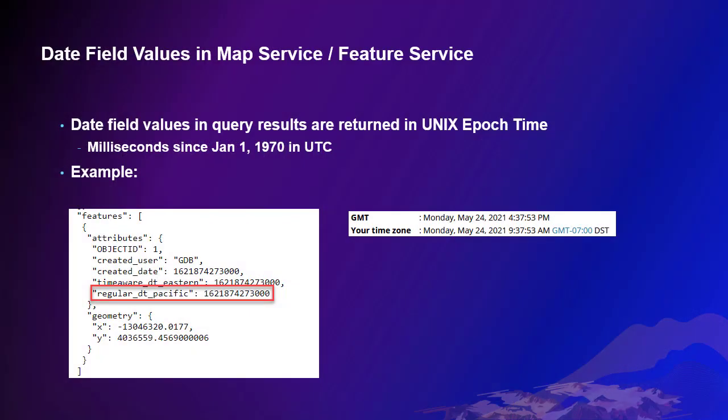Date field values are returned from map services and feature services in Unix epoch time. This is, by definition, in UTC. If we look at the example below, you will see that the date value returned is the number of milliseconds from epoch. That's the large integer value in the red rectangle. This converted using an epoch converter app is May 24th, 2021 at 4:37:53 p.m., which is 9:37:53 a.m. in my local time, Pacific.